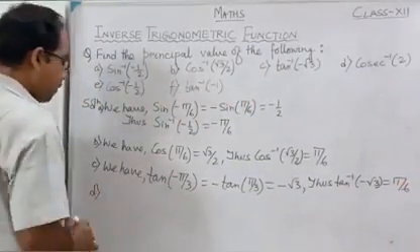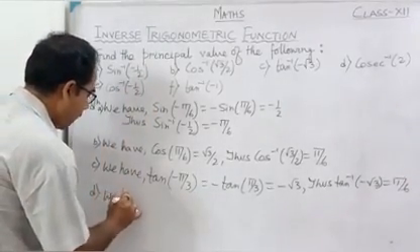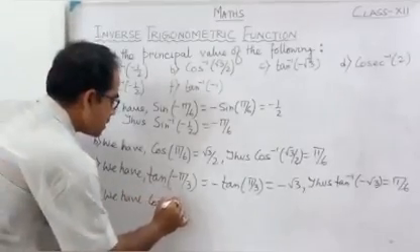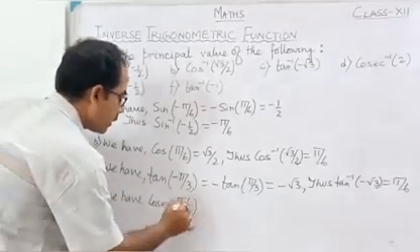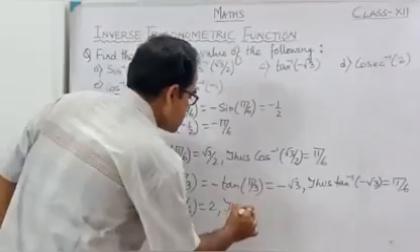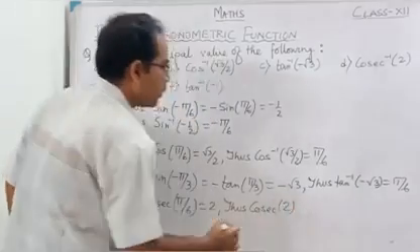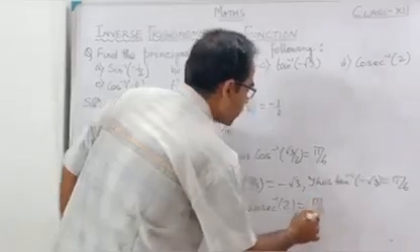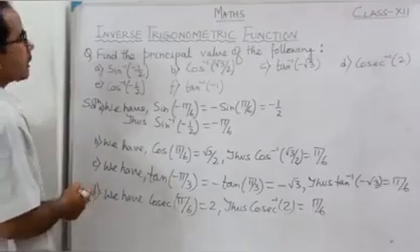Next D is what? Cosec. So here we have cosec pi by 6 equal to 2. So thus cosec inverse 2 will be pi by 6. Correct? This one is cos inverse half.